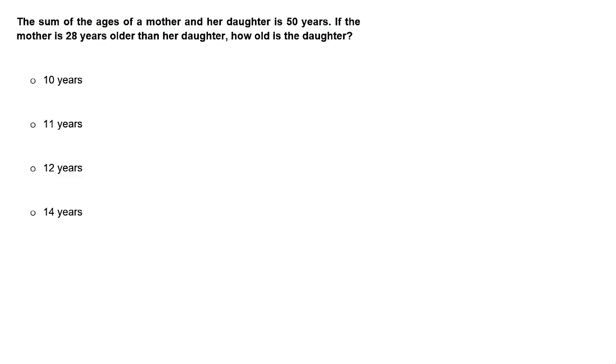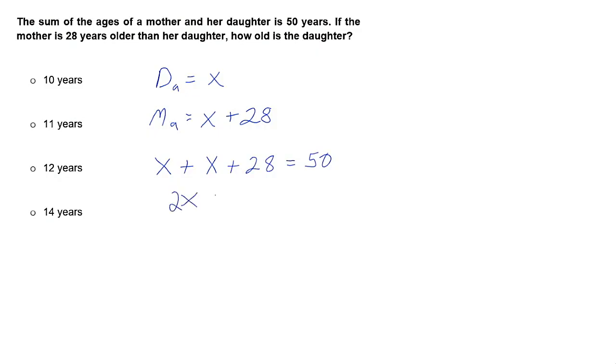So the mother's age is based off of the daughter's age, and we don't know either of them. So we could say the daughter's age equals X. That's our variable. And the mother's age equals X plus 28, because she's 28 years older than her daughter. So then we can write this out and say the daughter's age, X, plus the mother's age, X plus 28 years, equals 50 years. Written another way, we could say 2X plus 28 equals 50.